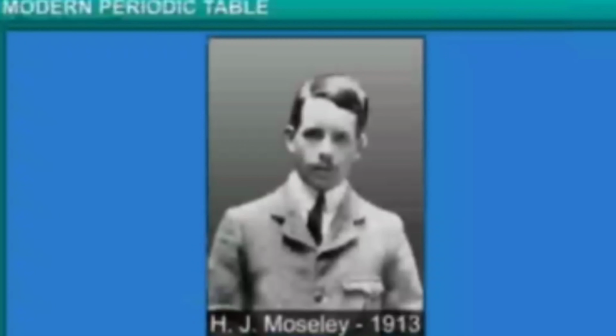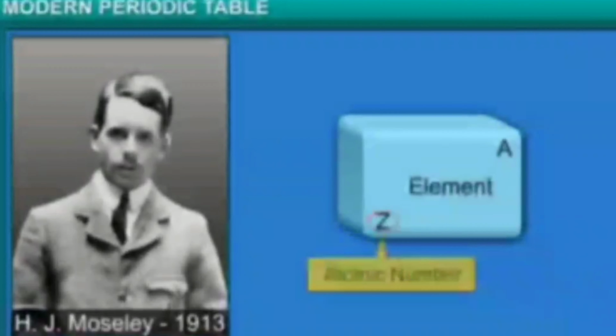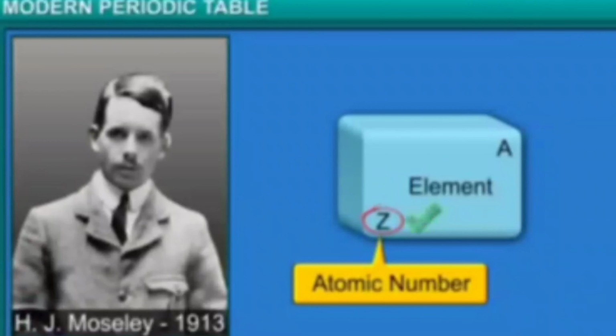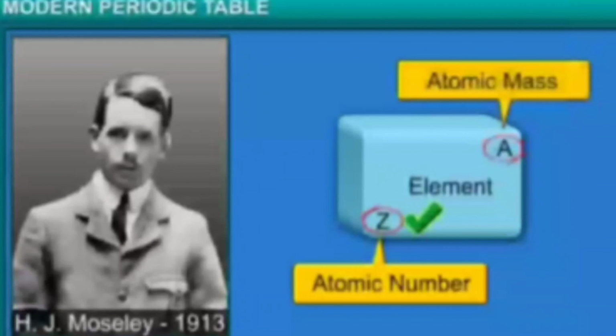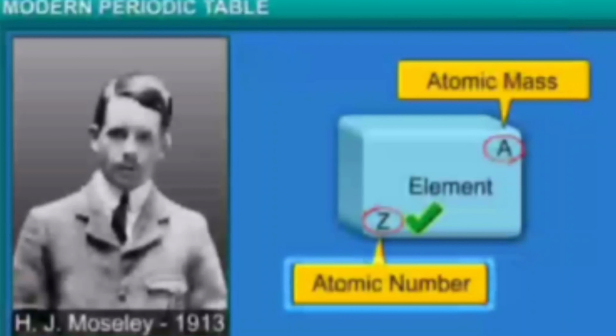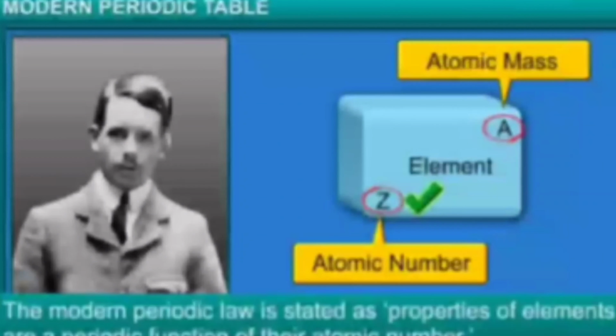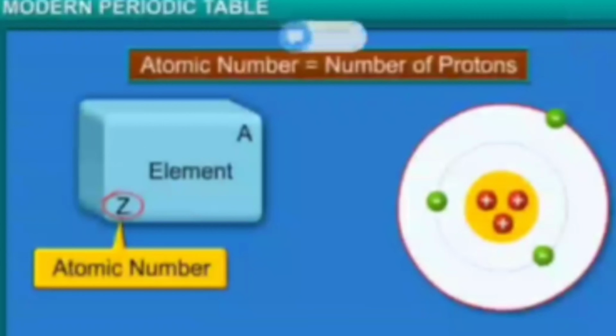So today we discuss something more about the modern periodic table. In earlier classes you read that Henry Moseley gave the modern periodic law, that the properties of the elements are a periodic function of their atomic number. It is the atomic number which is the basic property of the elements, not atomic mass.